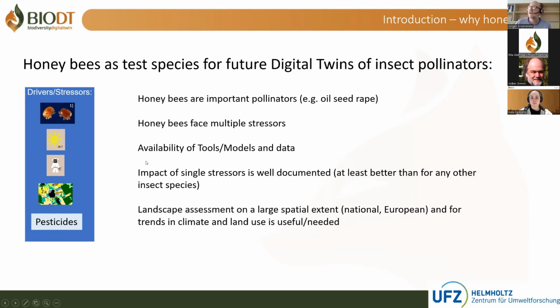But also importantly, there are tools and data available for honeybees. So we had a very good starting point with honeybees. And the impact of single stresses is well documented, at least in comparison to other insect species. At the very same time, there's an urgent need for landscape assessment for the suitability of landscapes for honeybees on a large spatial extent, the national or even European extent. And then, of course, how honeybees deal with trends in climate and land use. So we thought it's a perfect starting point with honeybees.